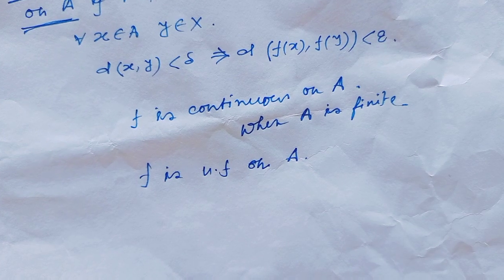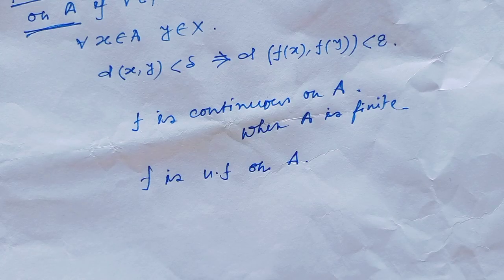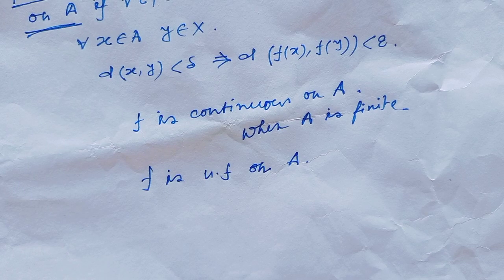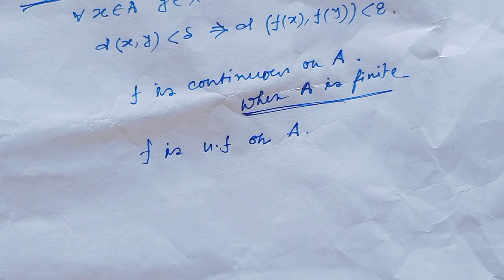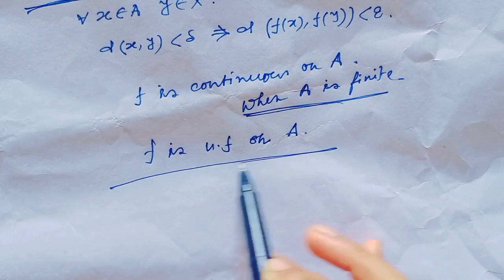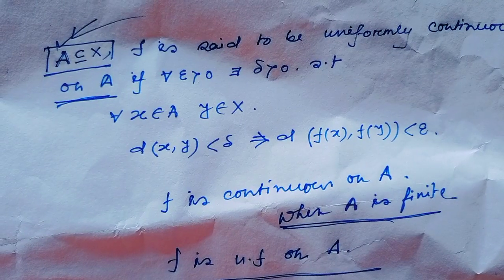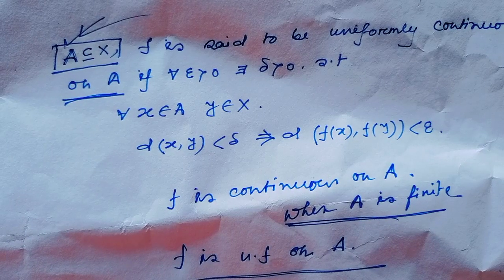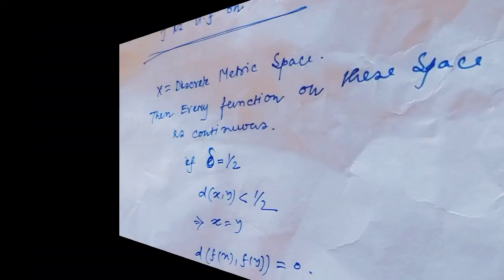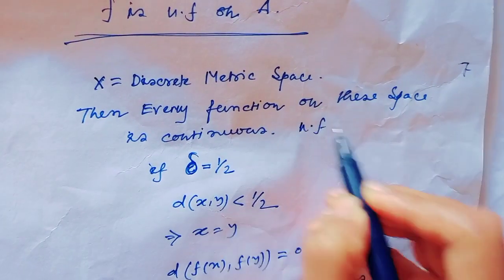Now, if we consider the minimum of delta 1, delta 2, ..., delta m to be delta, then this delta works for all points on this set A. So, when A contains a finite number of points, we can say f is uniformly continuous on this set A. But when the set is infinite, then a function may be continuous but may not be uniformly continuous. On a discrete metric space, every function is uniformly continuous.